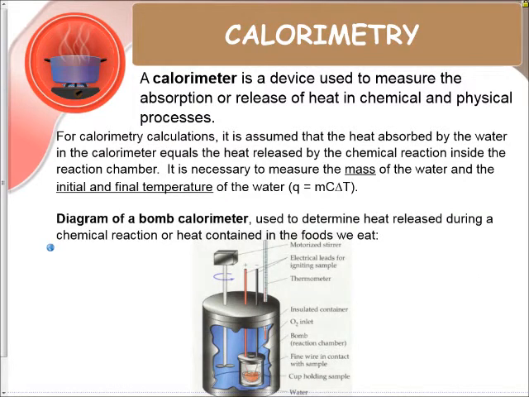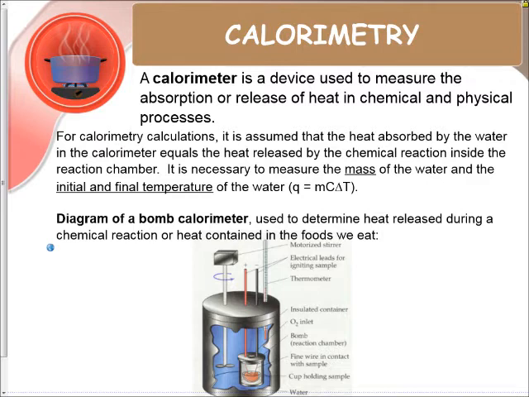Now, a calorimeter is a device that we use to measure the absorption or release of heat in any chemical or physical reaction. For calorimetry calculations, it is assumed that the heat absorbed by the water in the calorimeter equals the heat released by the chemical reaction inside the reaction chamber. It is necessary to measure the mass of the water and the initial and final temperature of the water. That will give us all of the components we need for our formula.